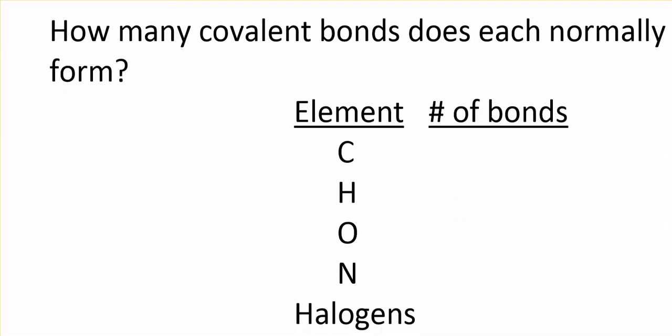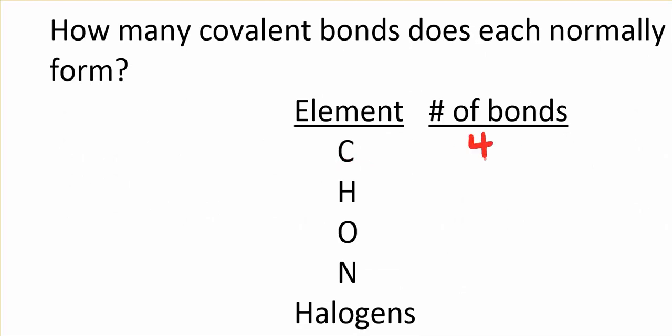It'll help you with drawing all the structures if you just memorize how many bonds these different elements tend to form. We already said carbon was tetravalent. Hydrogen forms 1 bond. Oxygen normally forms 2. Nitrogen normally 3. And halogens normally 1. Just to show you how, and there is a pattern on the periodic table if you want to look that up.